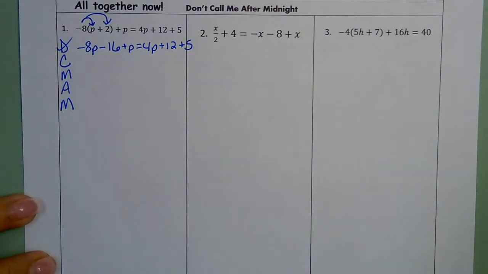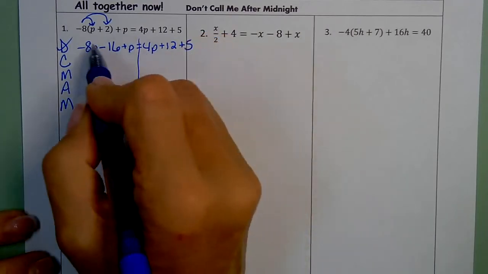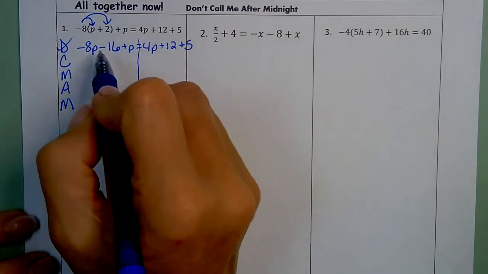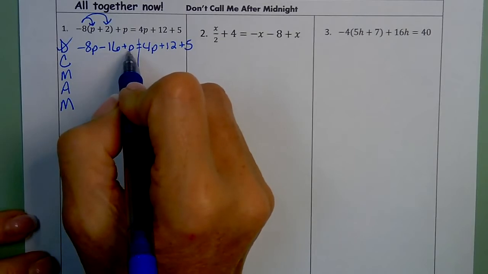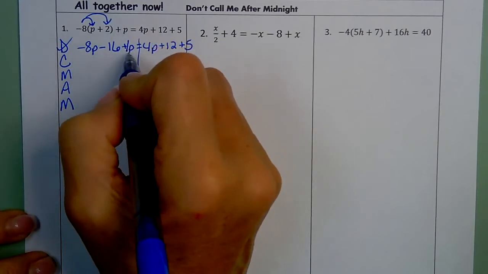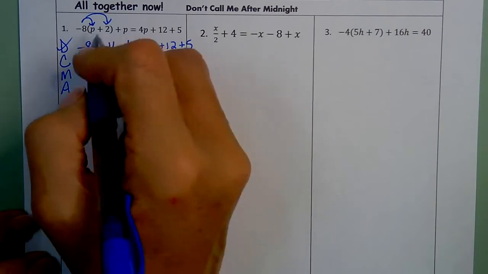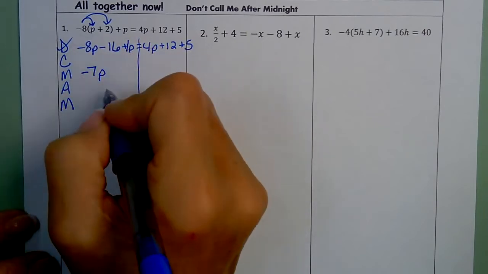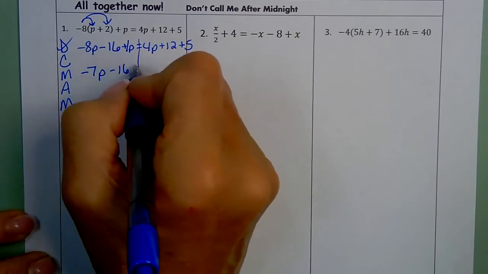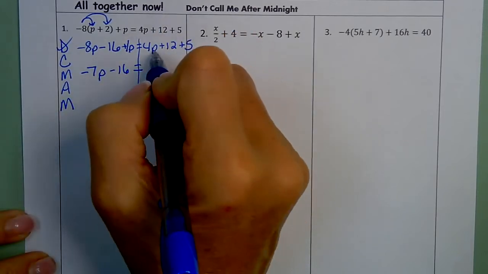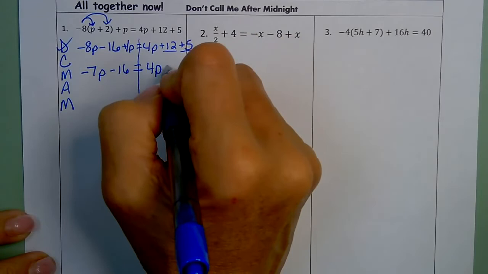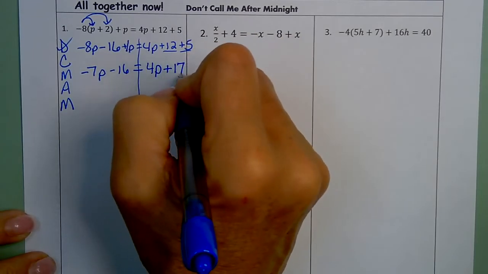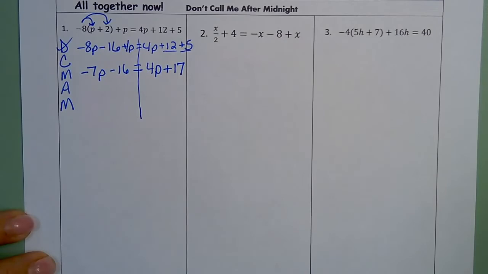All right, now I'm going to combine like terms. Again, I'm only going to look on one side to combine and then the other. So here I have a -8p and a positive p, which I know is the same as a 1. And -8 plus 1 is -7p. And then -16 equals, all right, nothing to combine with my variable, but I have these two constants, and 12 plus 5 is 17.